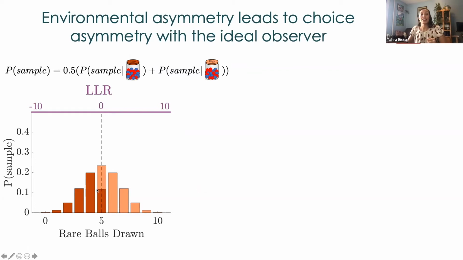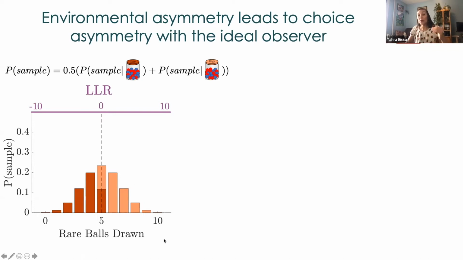In this case, we can compare this to the log likelihood ratio of our observer. At 5 red balls, it's 0, so our observer is going to guess. If it is fewer than 5 red balls, the log likelihood ratio is going to be negative, so it's in favor of the low jar. That's why they're dark. And if it is more than 5 red balls, it is positive, so we're in favor of the high jar. So we see this nice even breakdown.